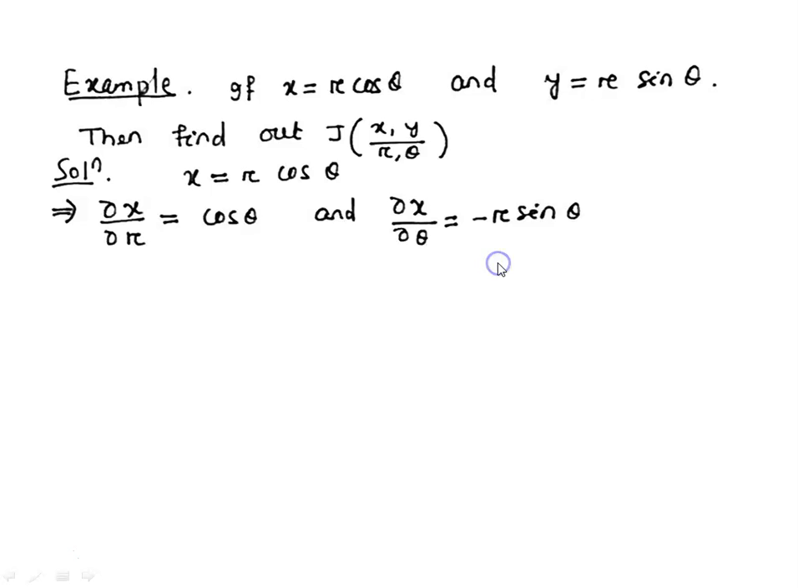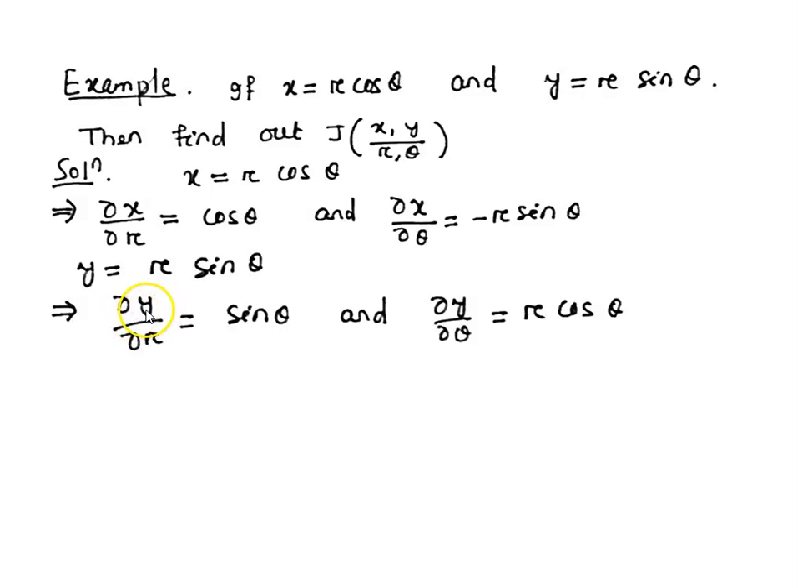Similarly, our y is r sin theta. Now we have to find ∂y/∂r and ∂y/∂theta. For the partial derivative of y with respect to r, here theta is treated as a constant, so we take sin theta as it is, and the derivative of r with respect to r is 1. So ∂y/∂r is sin theta. Similarly, for the partial derivative of y with respect to theta, here r is a constant, it is taken as it is, and the derivative of sin theta is cos theta. So ∂y/∂theta is r cos theta.